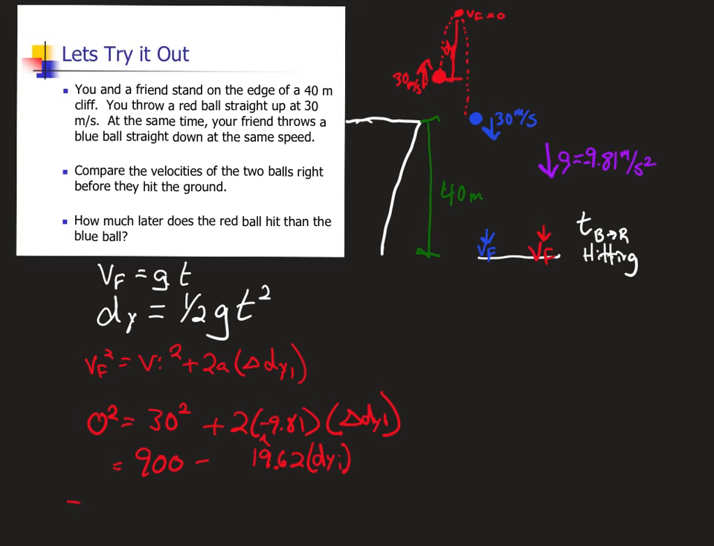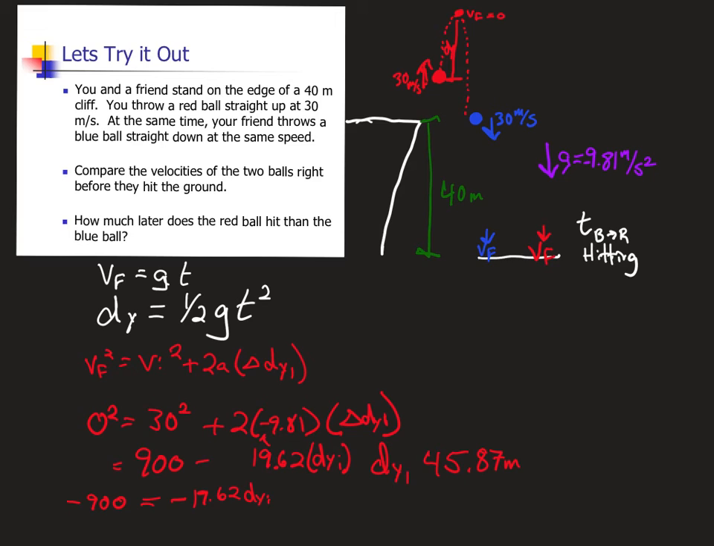Then I move that over, so I'd have negative 900 is equal to negative 19.62 d1. To solve for that, I take my 900 divided by 19.62. The negatives cancel out to give me a distance d1 of 45.87 meters vertically. Okay, that's how far it goes up.